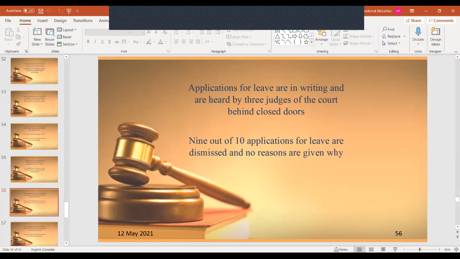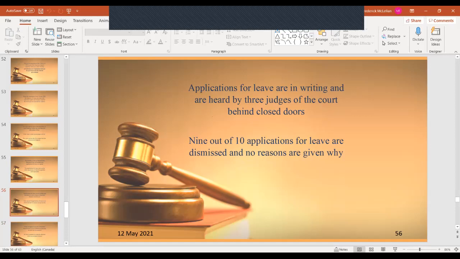Applications for leave are in writing, and they're heard by 3 judges of the court behind closed doors. It didn't used to be that way up until about 1990. When you had an application for leave, you actually went to Ottawa and argued that leave application. I actually did that in 1983, so that's historical, but that's when leaves were actually argued before the court. But now it's behind closed doors.